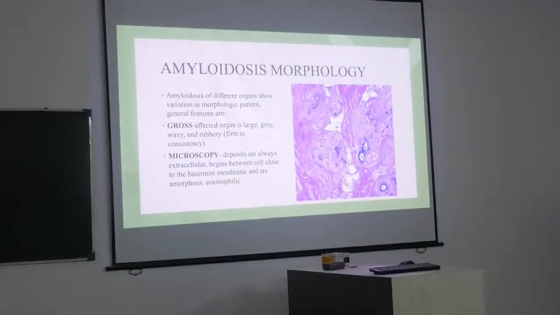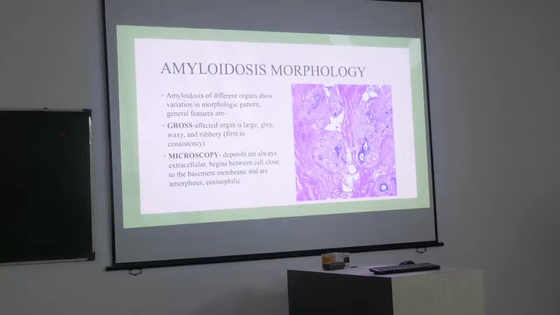Amyloidosis morphology. So gross, the organ is large and gray, waxy and rubbery, and microscopy te ki bolche? Always extracellular, begins between cells close to the basement membrane, amorphous and eosinophilic. Amorphous means no morphology, lacking morphology, so no definite boundary, no definite border. So this is the nutshell.